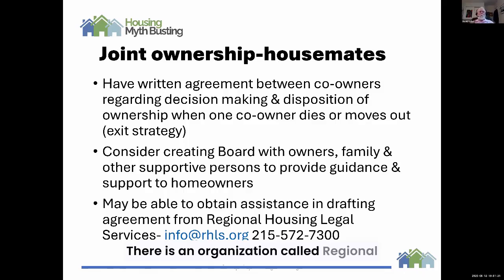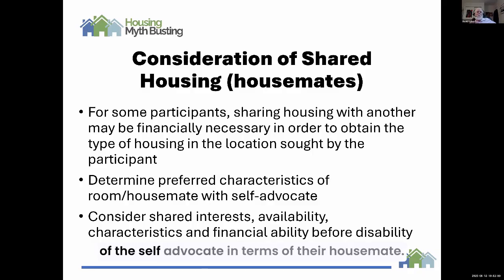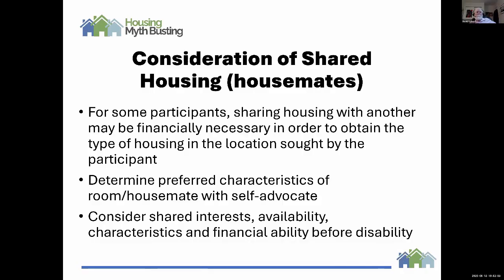There is an organization called Regional Housing Legal Services who has in the past and may be able to provide legal assistance in drafting these kinds of agreements. But written agreements are very important when you're talking about joint home ownership. Some other things to consider is the preferred characteristics of the self-advocate in terms of their housemate. Consider self-interest, shared interest, availability characteristics, and financial ability before you look at the disability.